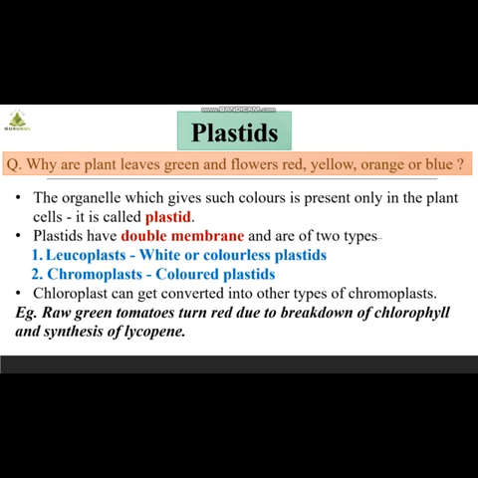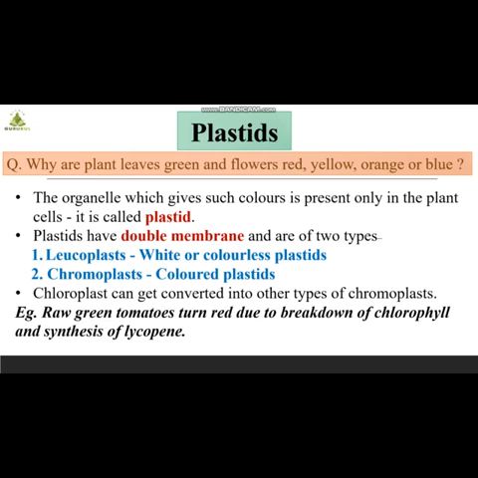The plastid gives such colors to the plants and it is present only in plant cells. Remember, plastids are always present in plant cells. Okay, now plastids have a double membrane and they are of two types. Now, which are those two types?